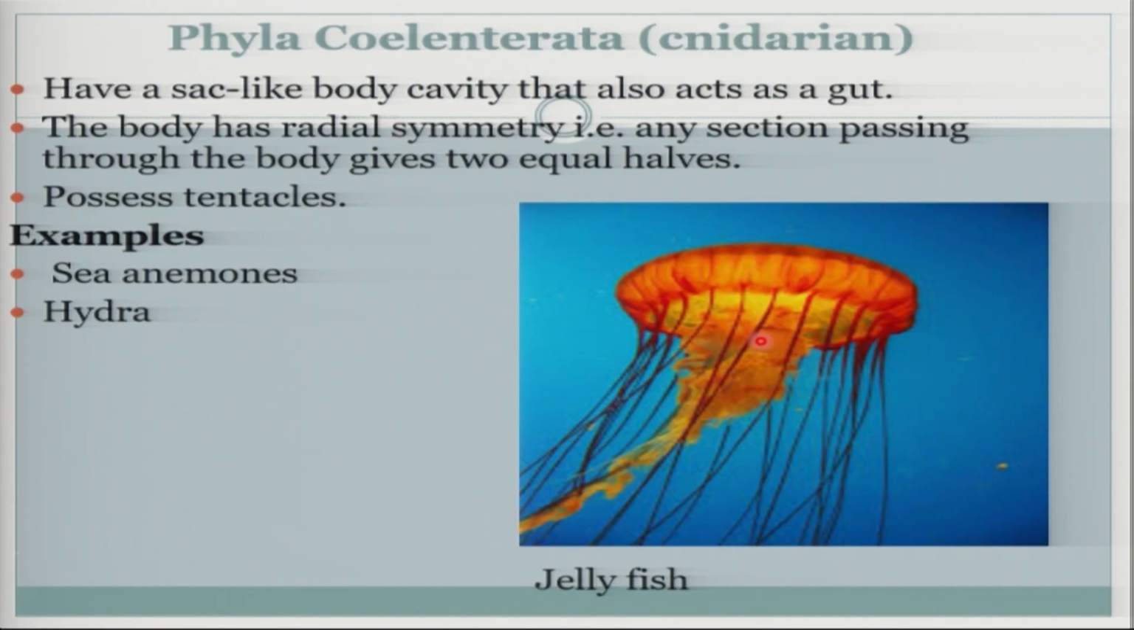This thing you see is like a sac. This is its gut, a sac-like gut. The body also has radial symmetry. Any section passing through the body gives two equal parts. If you cut it like this, it gives you equal parts, and if you cut it the other way, it gives you two equal halves.